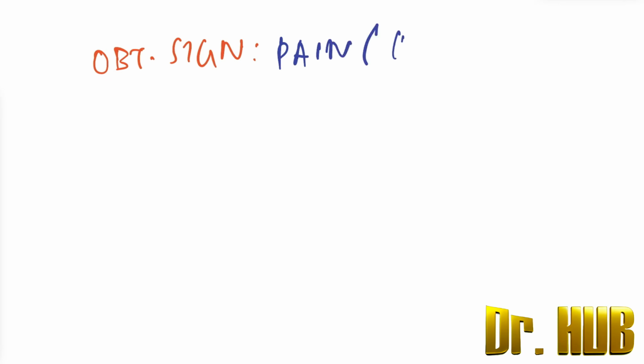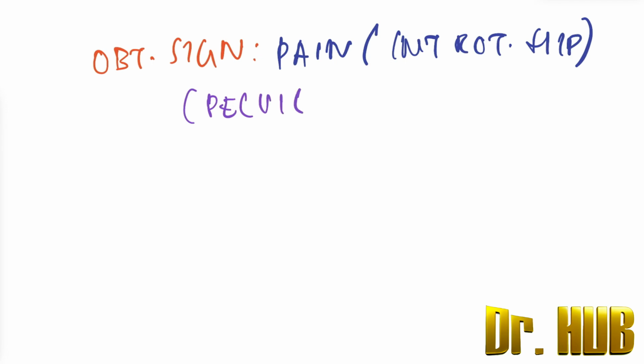Now moving on, we look at the obturator sign. Here there is pain on internal rotation of the hip, and this will be seen in pelvic appendicitis.